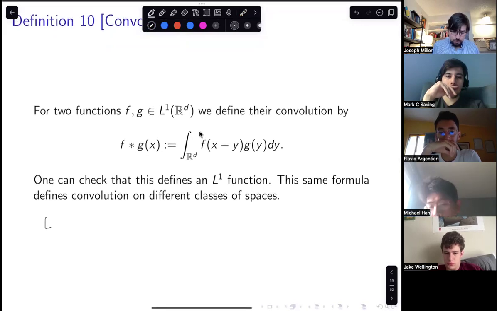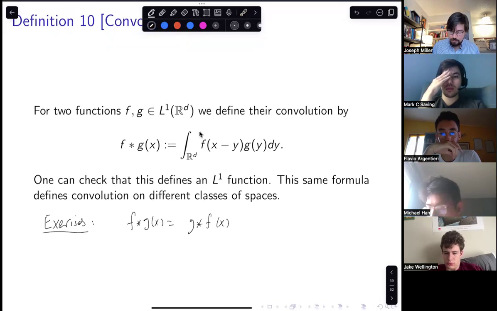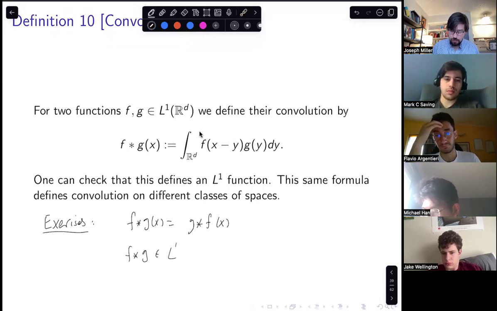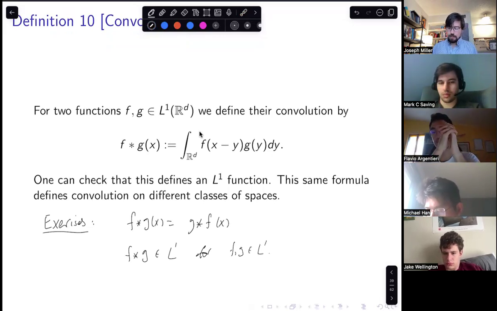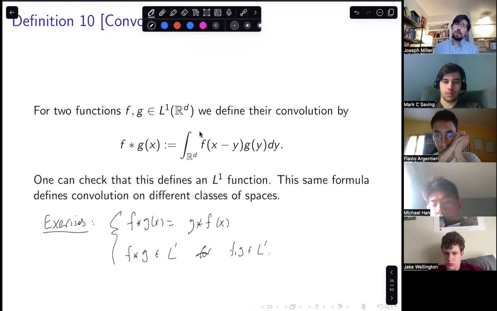So there's a couple of things you can check. I'll just write them as exercises. f star g equals g star f, and f star g is in L1 for f, g in L1. So these are just two nice properties. In general, you get a lot of extra things by defining convolution.